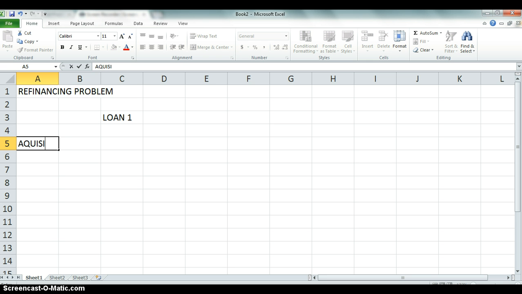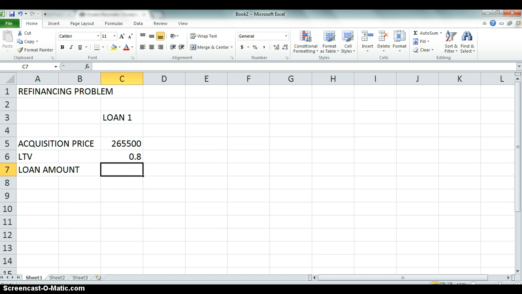The acquisition price, which was the value that they ended up paying for the house, was $265,500. They took a loan at a loan-to-value ratio of 80%. Therefore, the loan amount that they got was equal to the acquisition price times the loan-to-value ratio, and $212,400 was pretty much the loan amount that they got.